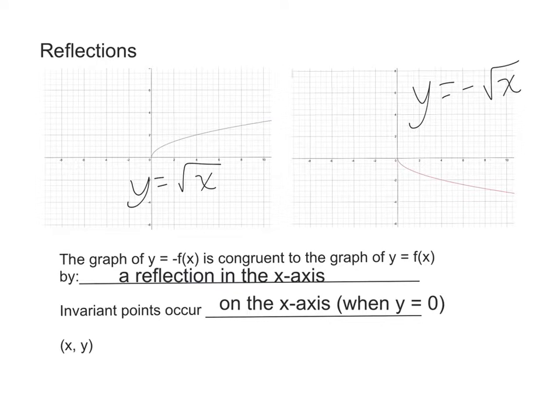What does the mapping rule look like for that one? x, y maps to... Do the x values change? No, x values stay the same. Do the y values change? How do they change? They become negative, right. They become the opposite of what they were. So x and negative y is the mapping rule for this vertical reflection in the x-axis.